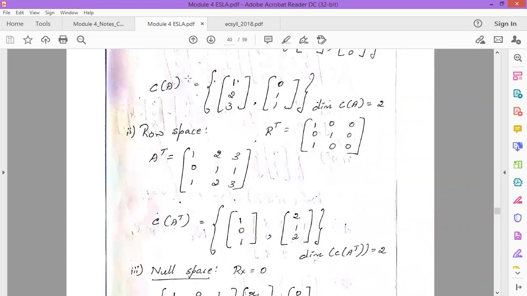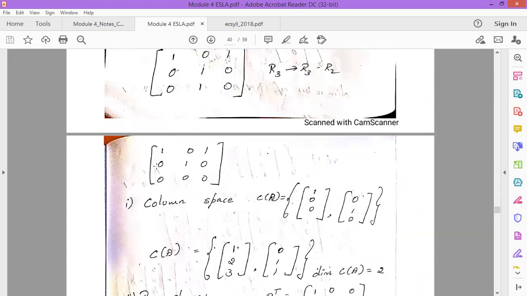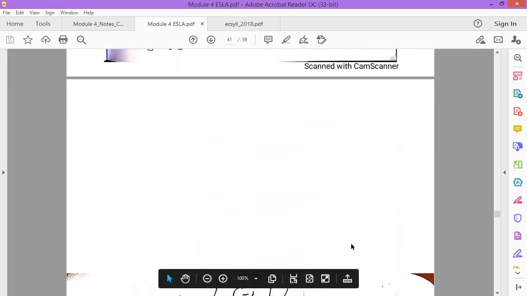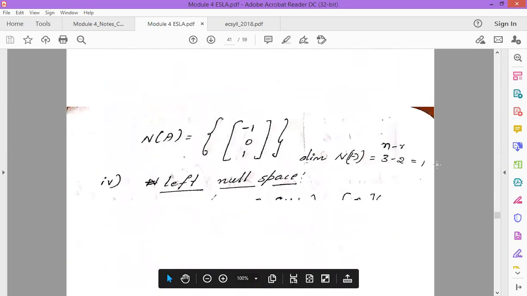Now if you observe this, it contains a zero row. Excluding this zero row, the rank of this matrix is taken as 2. Since 2 non-zero rows are there, the rank of this matrix is 2. So 3 minus 2 results in 1.